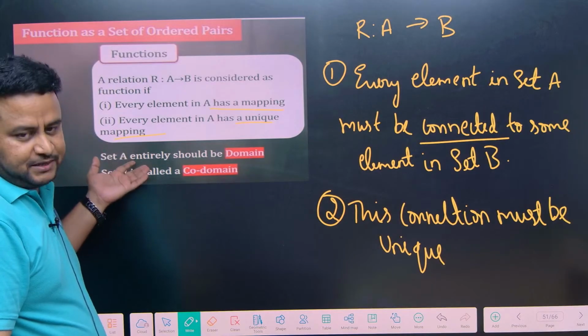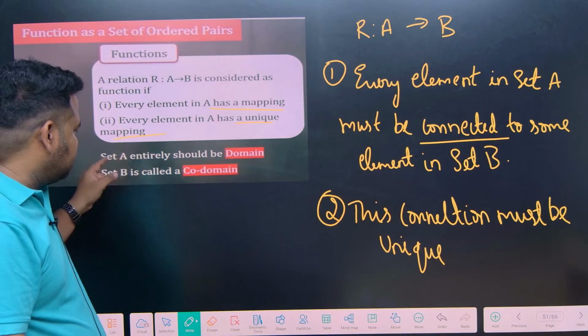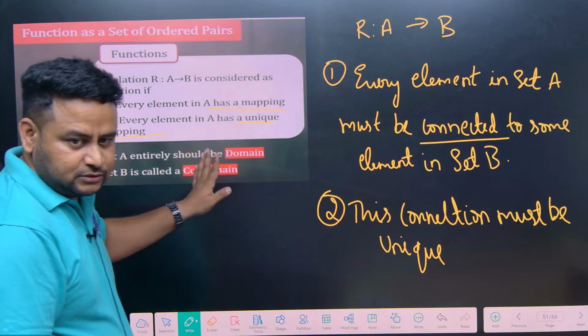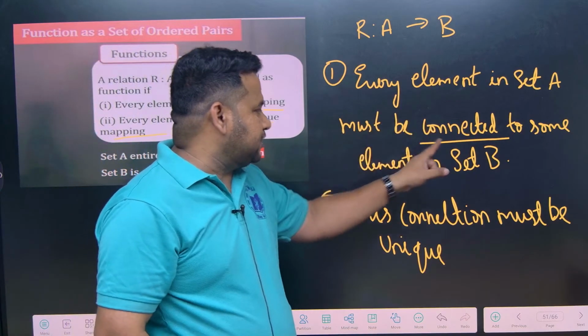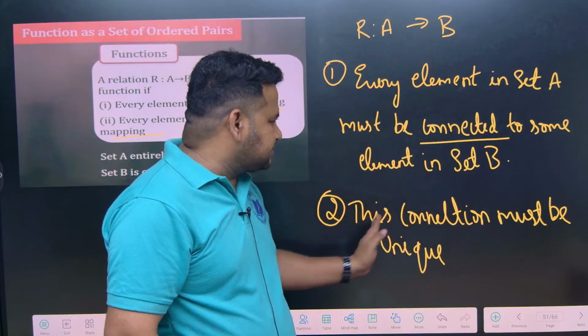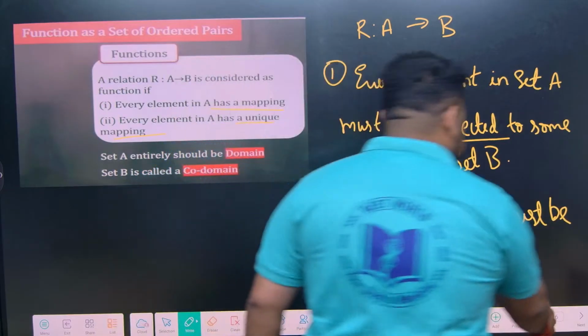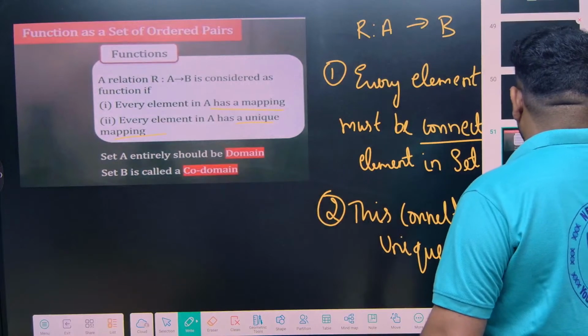They are using the word mapping. What is this mapping? I will discuss it. What is this domain, codomain? I will come back to it. I will come back to this slide again. Now see here what I told: every element in set A must be connected to some element in set B. This connection must be unique, they are telling.